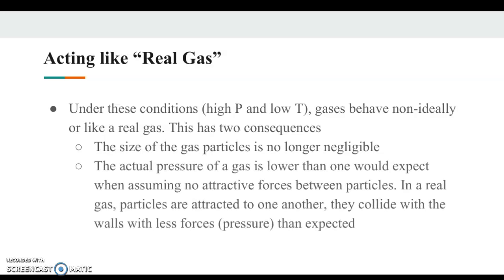The actual pressure of the gas is usually lower than what one would expect when assuming no attractive forces between the particles. In real gases, particles are attracted to each other, so they end up colliding against the walls of the container with less force and less pressure than you would expect, because there is now an attractive force between our particles, pulling those particles away from the sides of the container.